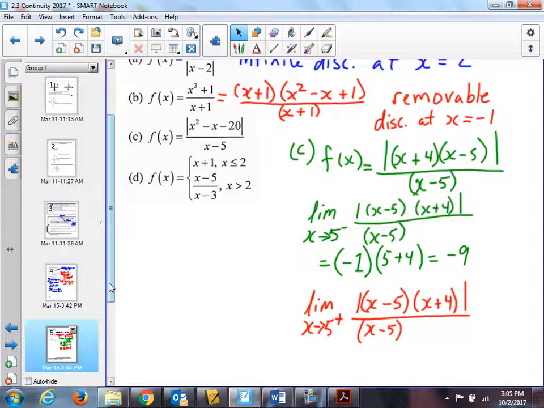It's the reverse. Not 100% that everybody does. It's 9. I'm going to emphasize that it's positive 9, just so you really see that the limit doesn't exist here. What happens then at 5, if you were graphing this, it would jump from negative 9 to positive 9. So it's a jump discontinuity at 5.